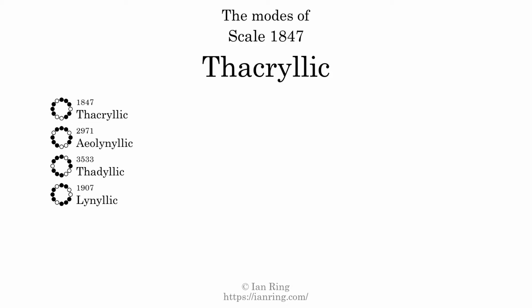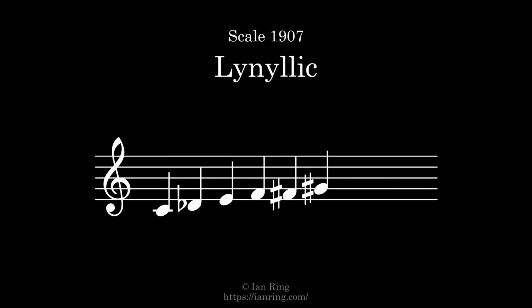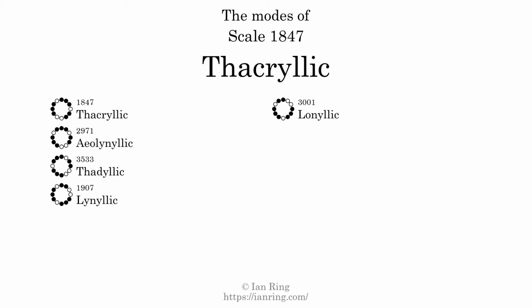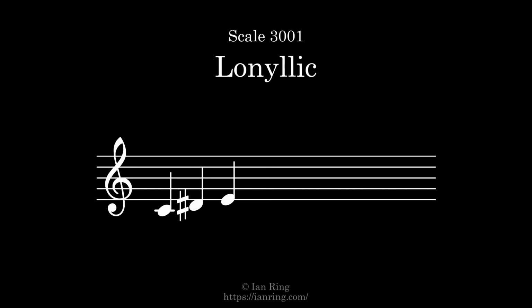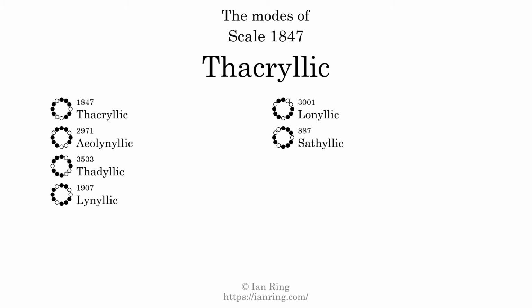The fourth mode is scale 1907, also known as Thacryllic. It sounds like this. The fifth mode is scale 3001, also known as Thacryllic. It sounds like this. The sixth mode is scale 887, also known as Thacryllic. It sounds like this.